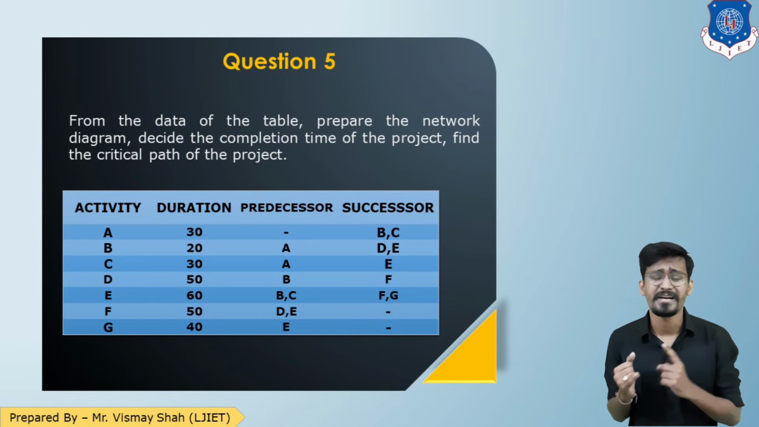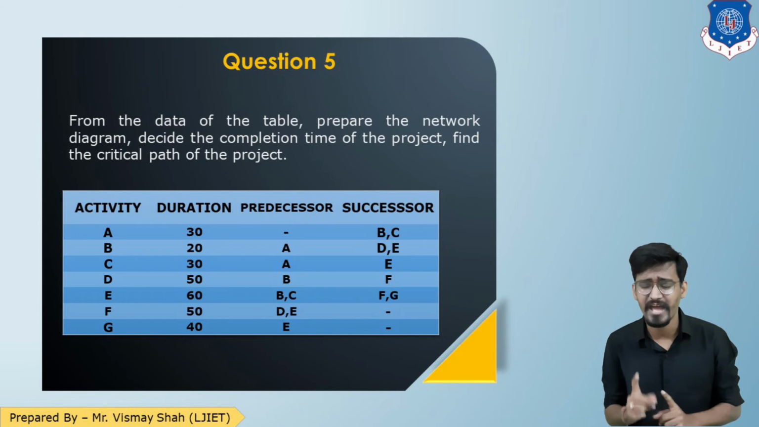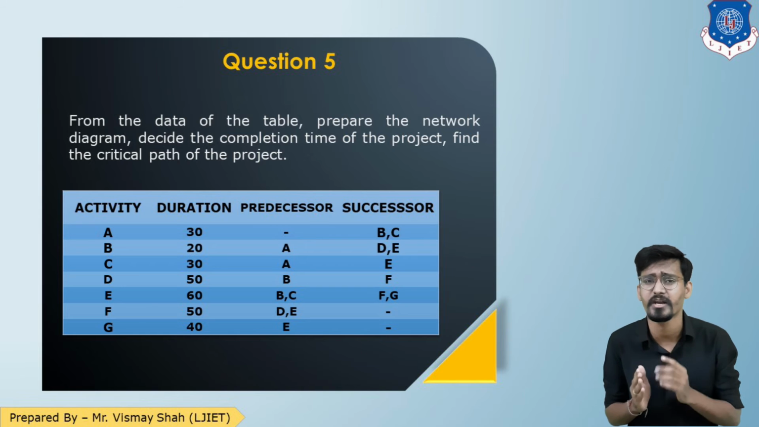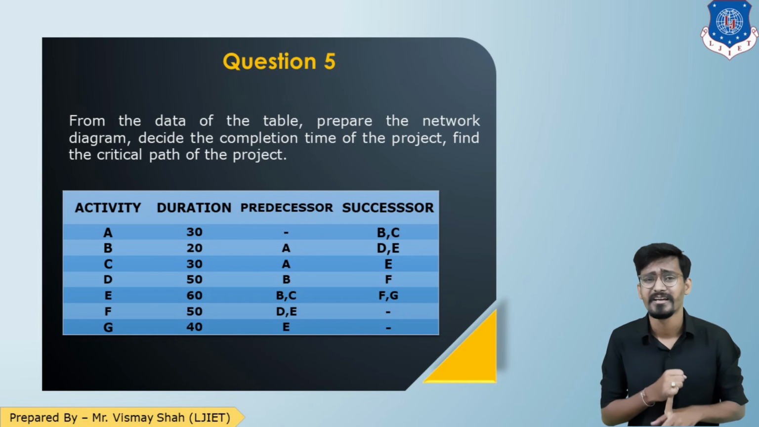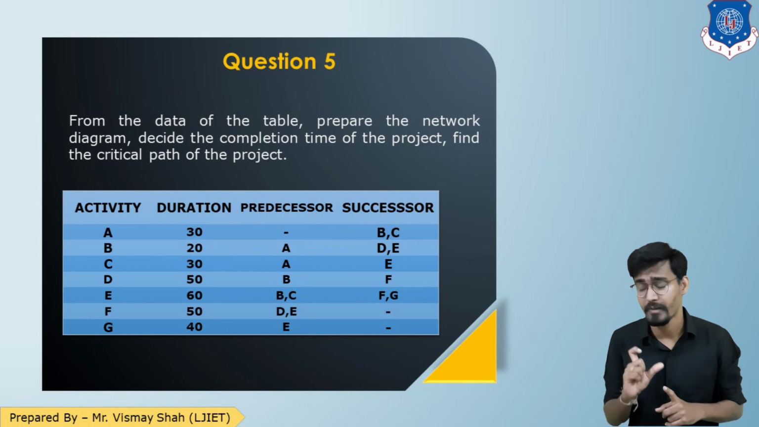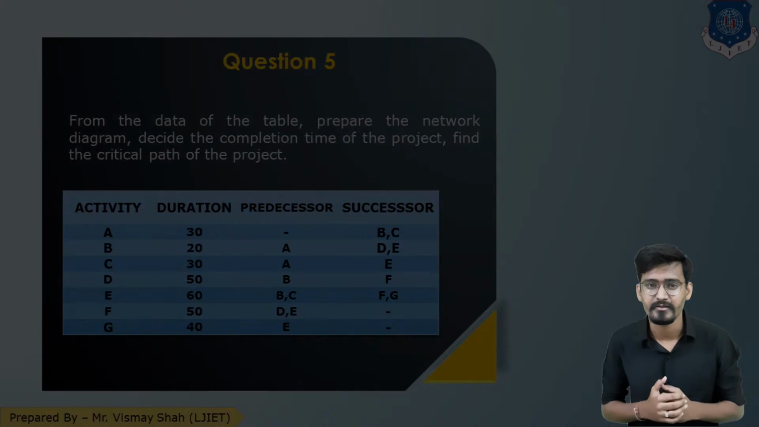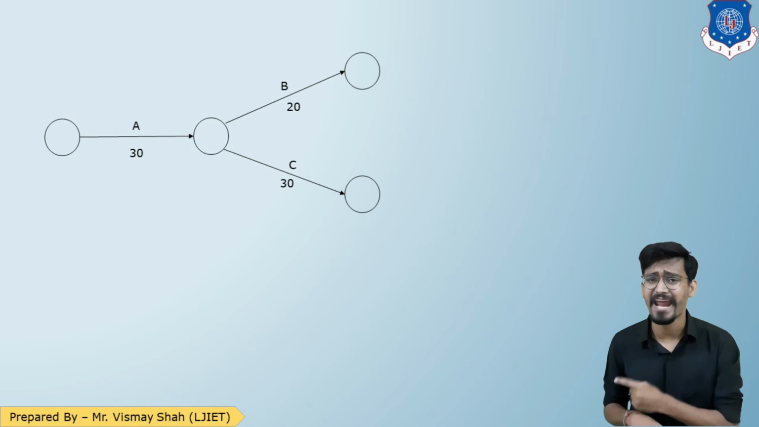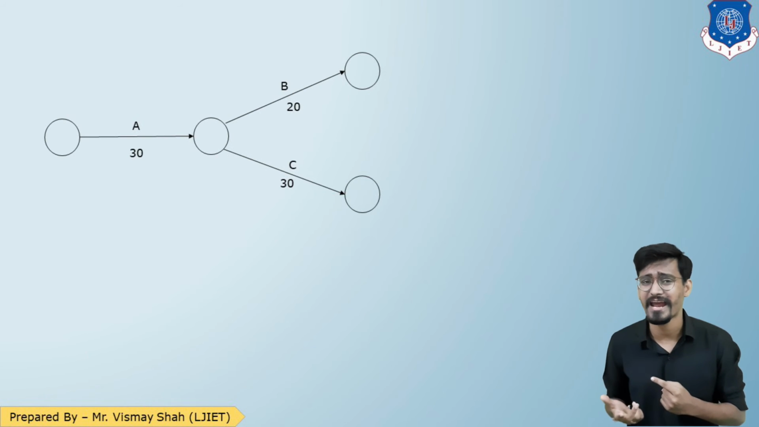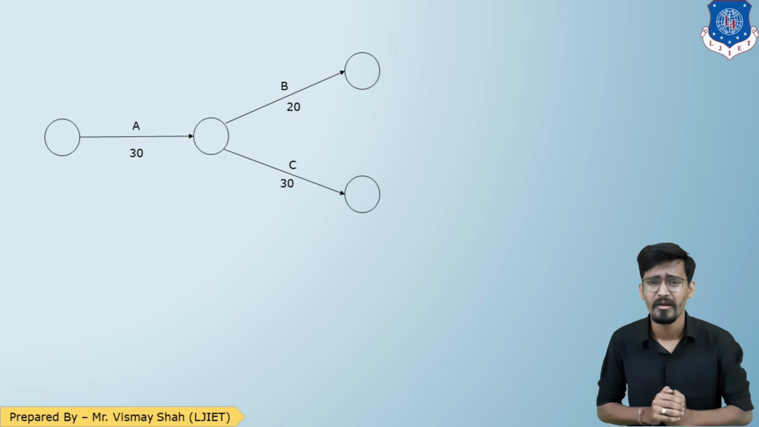So here the activity name, activity duration, predecessor and successor columns are given. So I'm preparing the entire table with the use of successor data. So for A, successor is B and C. That means B and C follow A. Let us draw that. So here is the first activity A, and B and C are the following activities. So B and C follow A, or A is the predecessor of B and C. So that is my first network representation.